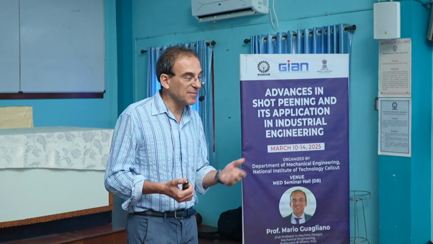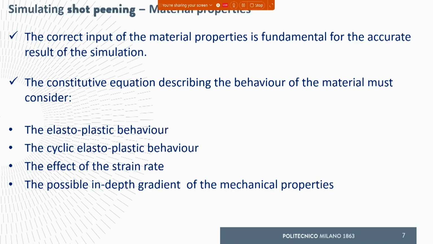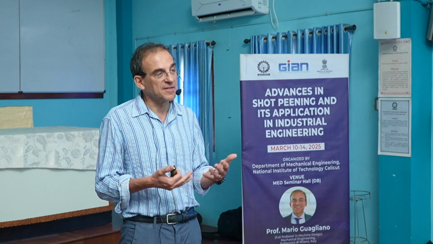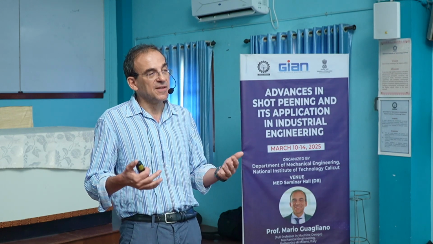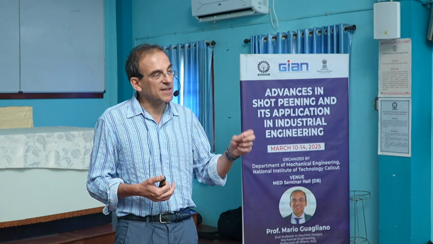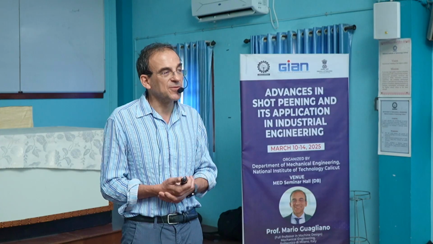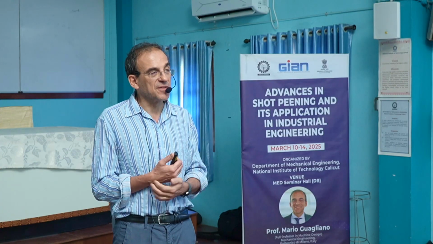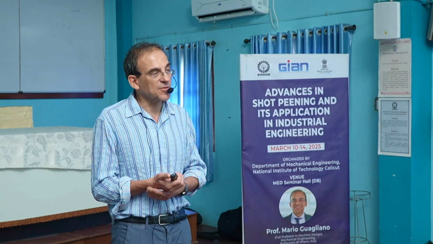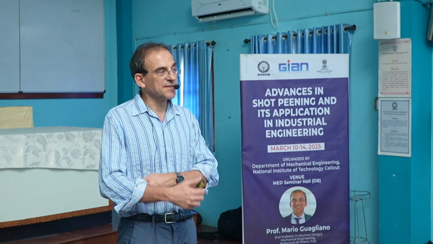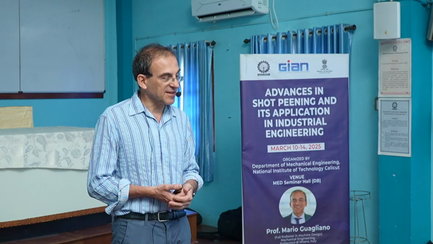The first are the material properties. As I have already said and underlined, shot peening induces plastic deformation, and so the material properties must be considered in the correct way. That is to say, we cannot simply put in the Young's modulus and the Poisson ratio, but we should correctly introduce in the code the constitutive law in the elastoplastic region.